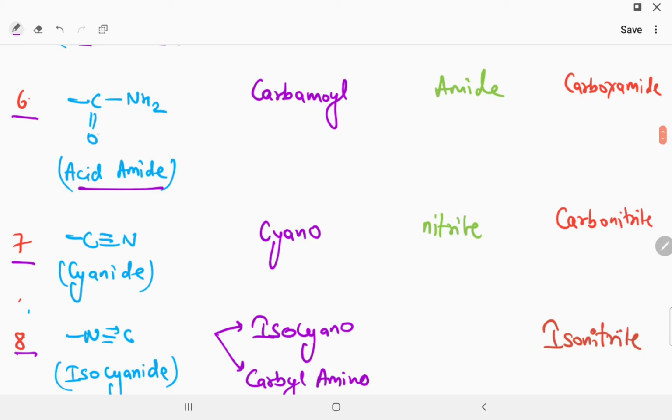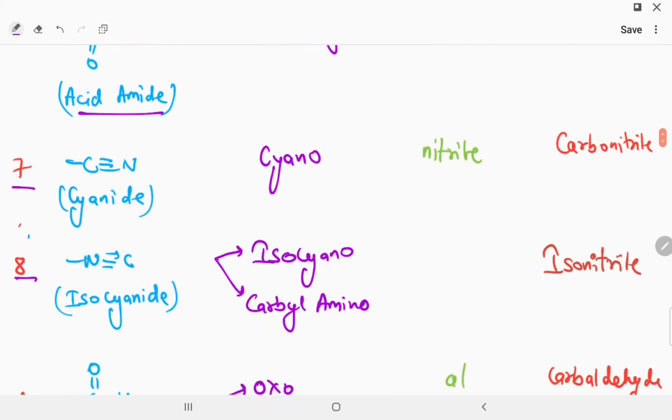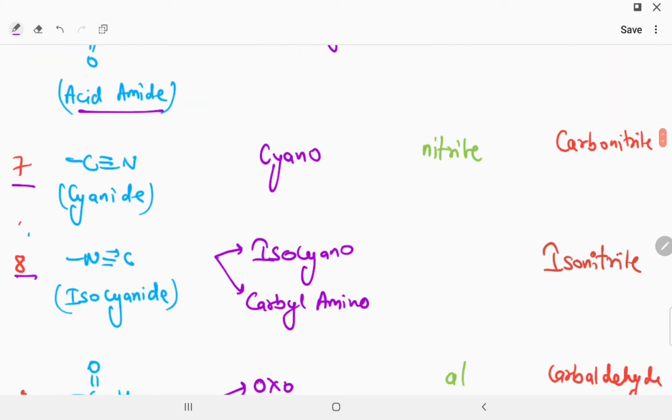Now the sixth number is acid amide. Acid amide is C double bond O NH2. The prefix name is carbamoyl, and the suffix, carbon included, is amide, and not included is carboxamide. Okay. Now seventh is cyanide and eighth is isocyanide. So please remember, after acid amide the cyanide comes, then isocyanide.